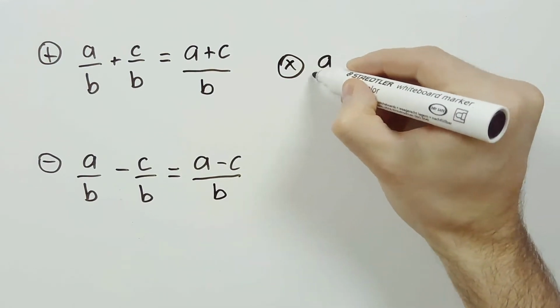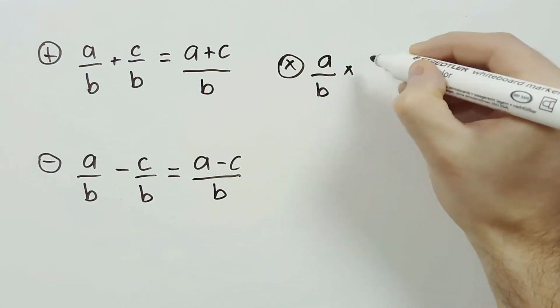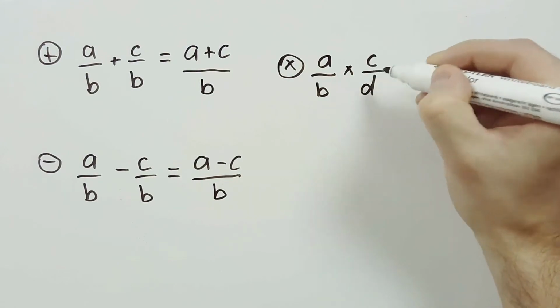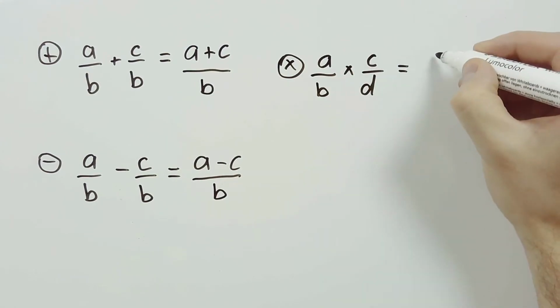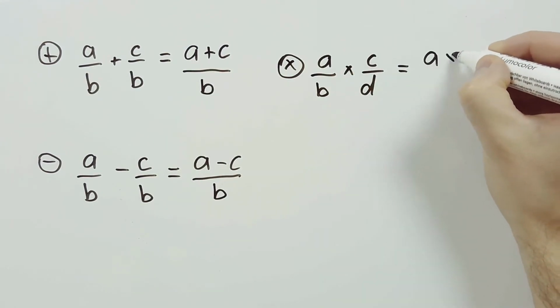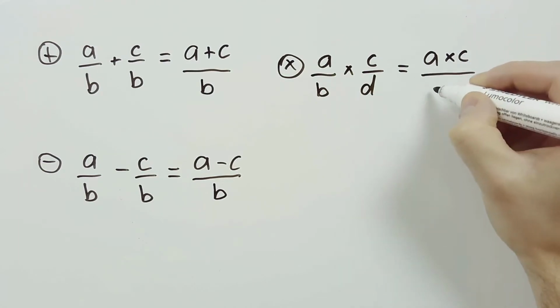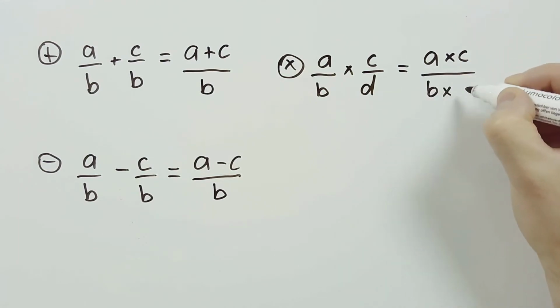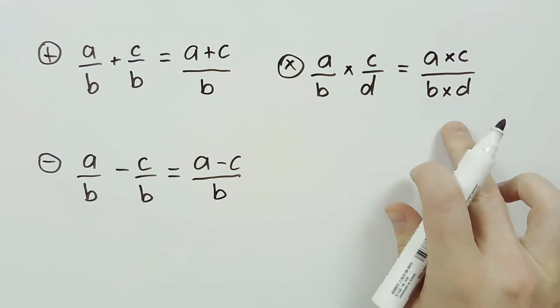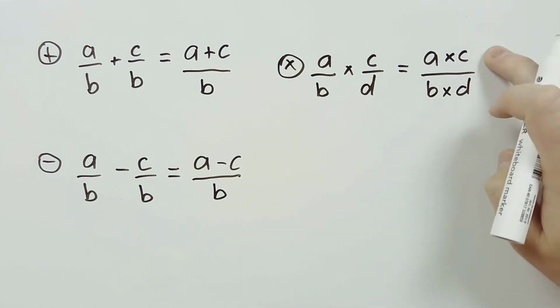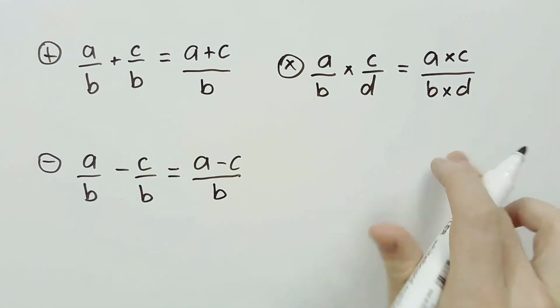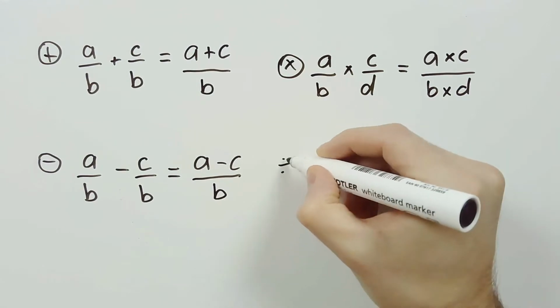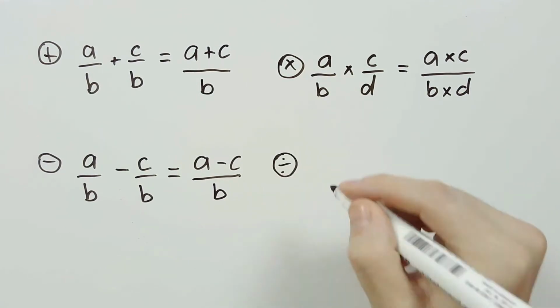So this basically says that all components in the numerator are multiplied together and written still in the numerator, and all components in the denominator are multiplied and still written in the denominator. So as you can guess, you can also write this as AC over BD, no need for the multiplication sign. And last, let's have a look at the division case.